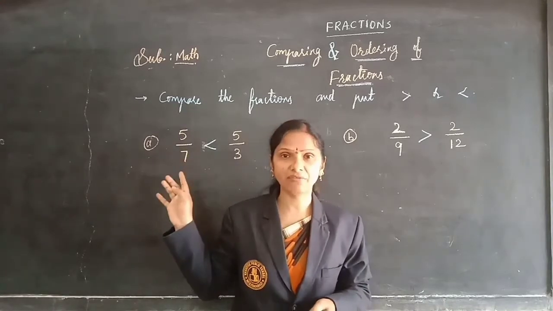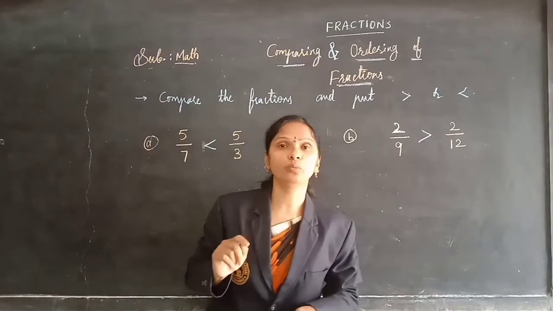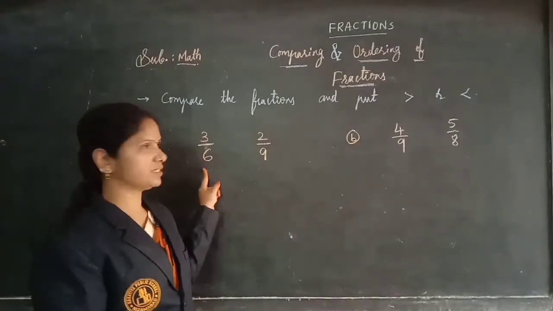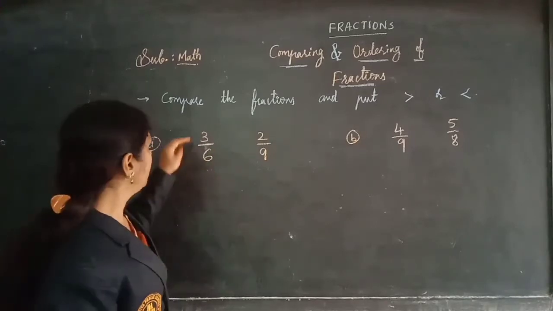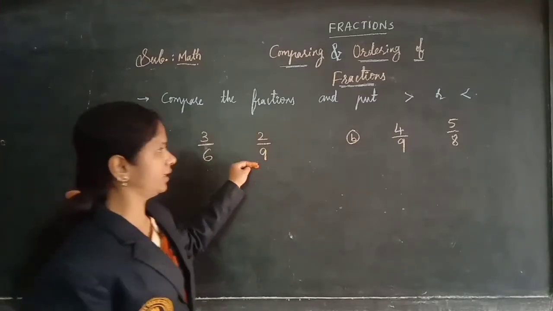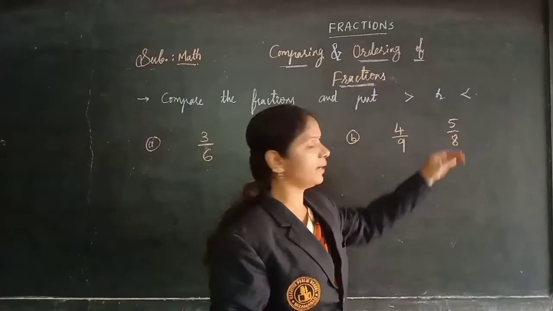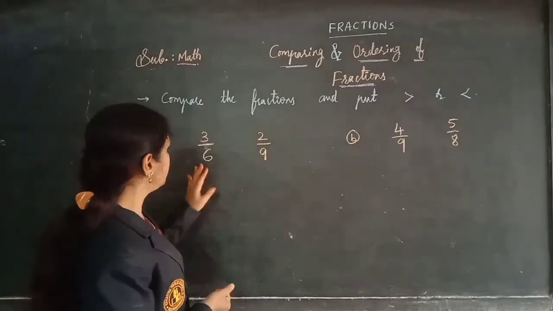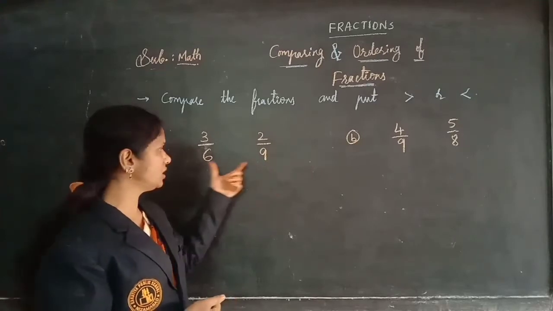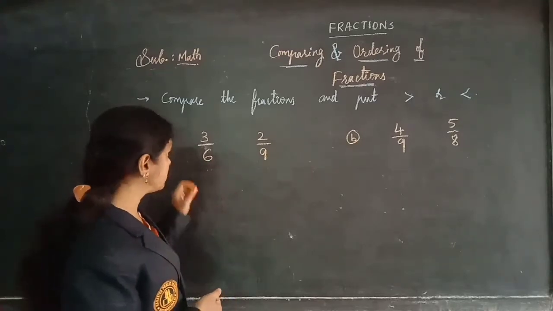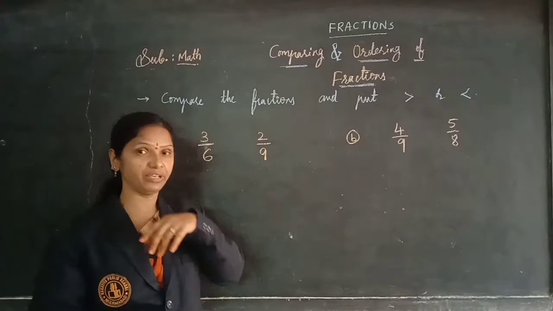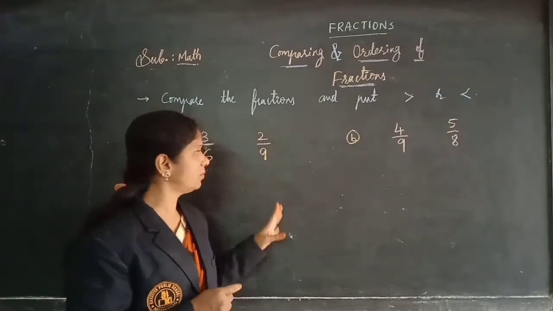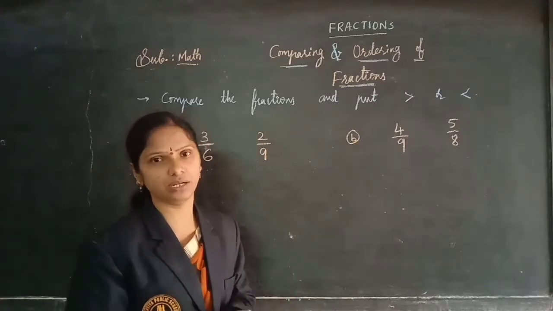Now, for unlike fractions with the same numerators. Yes, have a look at these problems, children. Here also we are comparing 3 by 6, 2 by 9 and 4 by 9, 5 by 8. Observe these fractions carefully, children. These are unlike fractions. Why? Because the denominators are different and the numerators are also different. In these problems, numerators are different and denominators are different. Totally different numbers, children. Okay.